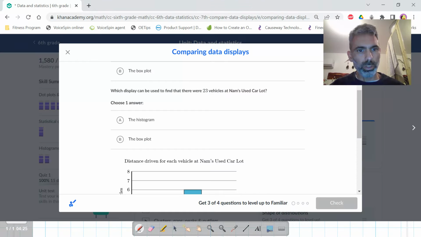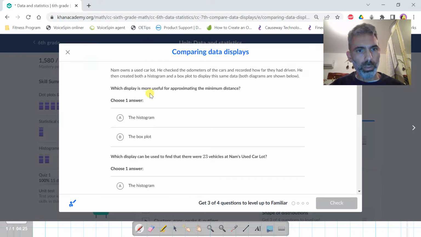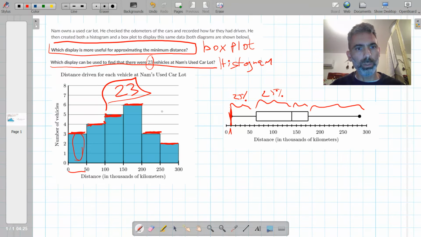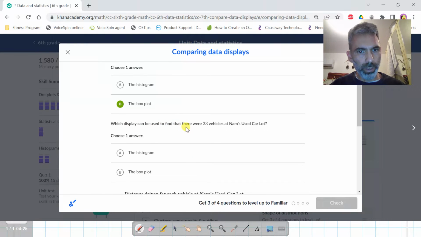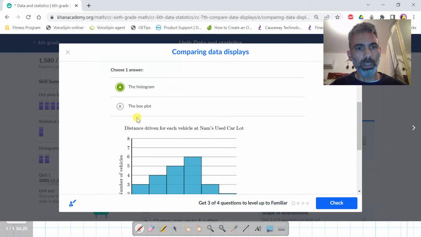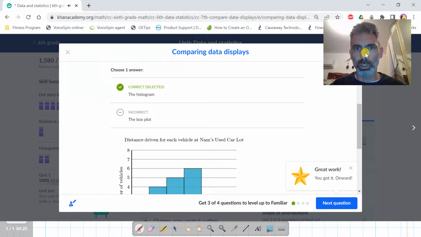So the first question is which display is more useful for approximating the minimum distance. So this is the box plot, as we saw here. We know exactly the minimum value, and which display can be used to find that there were 23 vehicles. So this is the histogram, and as for the box plot, we don't know how many data points are represented. So let's move on to the next question.